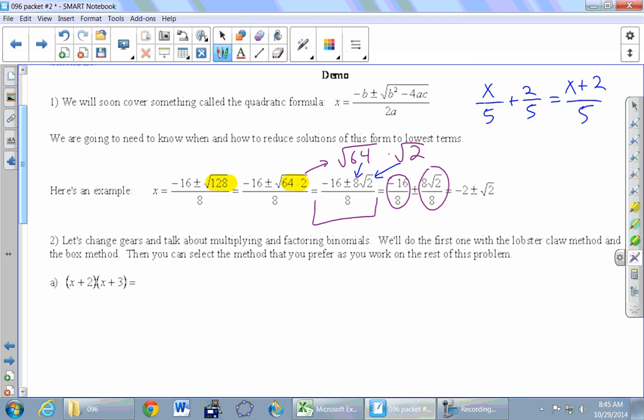And then finally just reduce the two fractions independently. So negative 16 over 8 is negative 2. And in the next fraction, the 8's cancel, and you just get root 2. So negative 2 plus or minus root 2 is the simplified version of the original negative 16 plus or minus root 128 over 8. Any questions on that process?